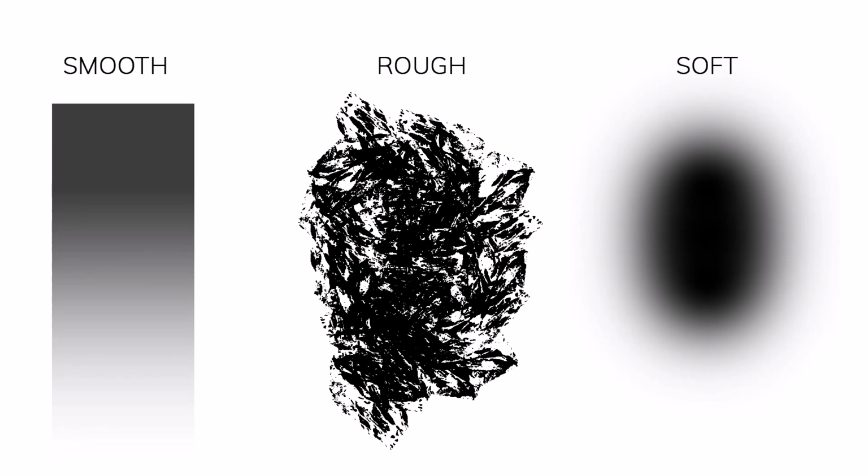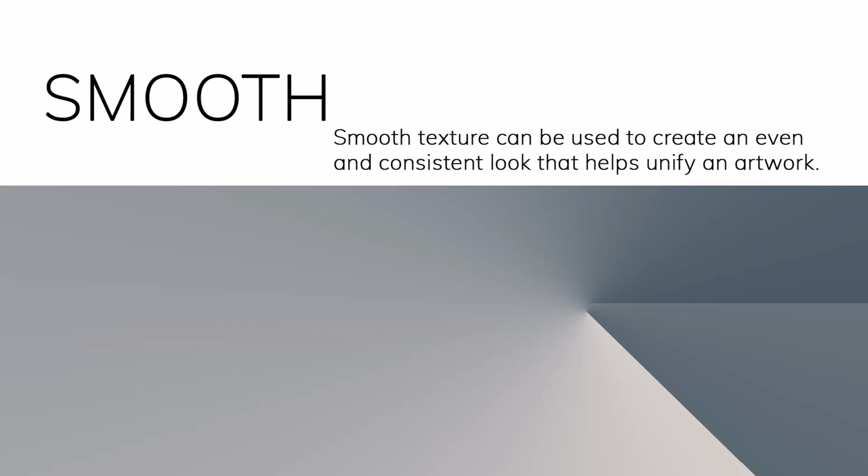Texture. So there are three types of textures that we want to talk about. Smooth texture, okay, rough texture, and soft texture. So in terms of texture, a smooth texture can be used to create an even or consistent look that helps unify an artwork, right? So basically, we have texture here with some solid edges, right? That creates a nice, smooth, even, consistent look, right? Texture that is smooth can also be a gradient, which is gradation, one of the principles that we will talk about in the next lecture. Okay, so that's a smooth texture.